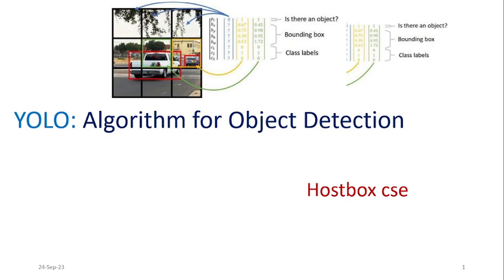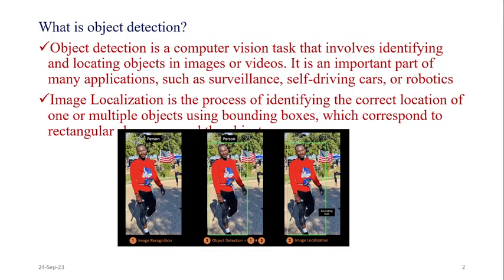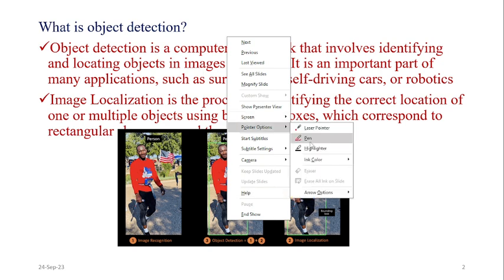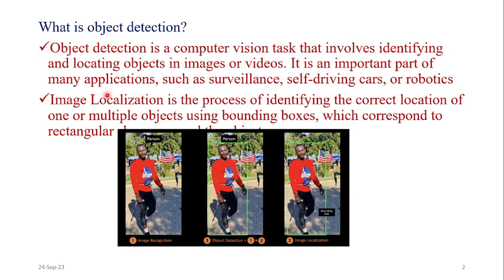Before that, you should know what object detection is. Object detection is a computer vision task for identifying and locating objects in images or video. Also, you may have confusion about image localization. It's the process of identifying the correct location of one or multiple objects using bounding boxes. Here is an example of image recognition, object detection, and image localization.